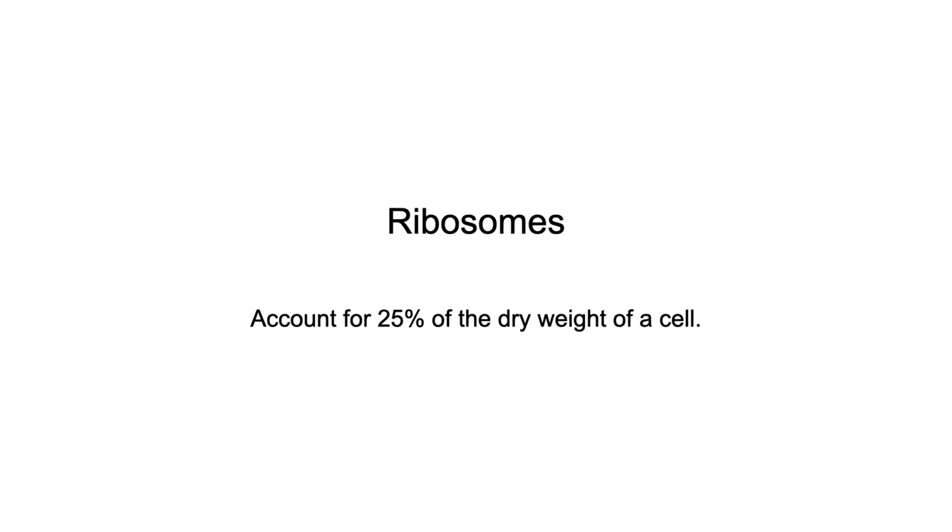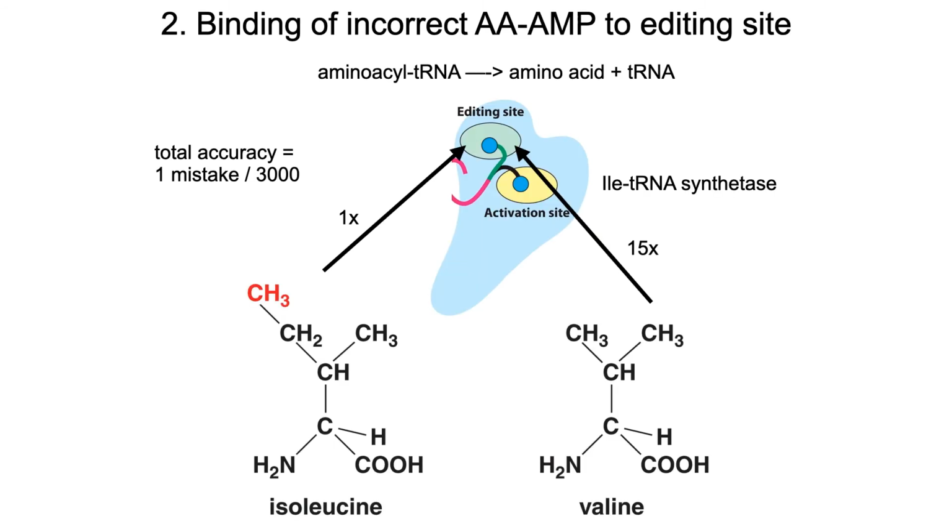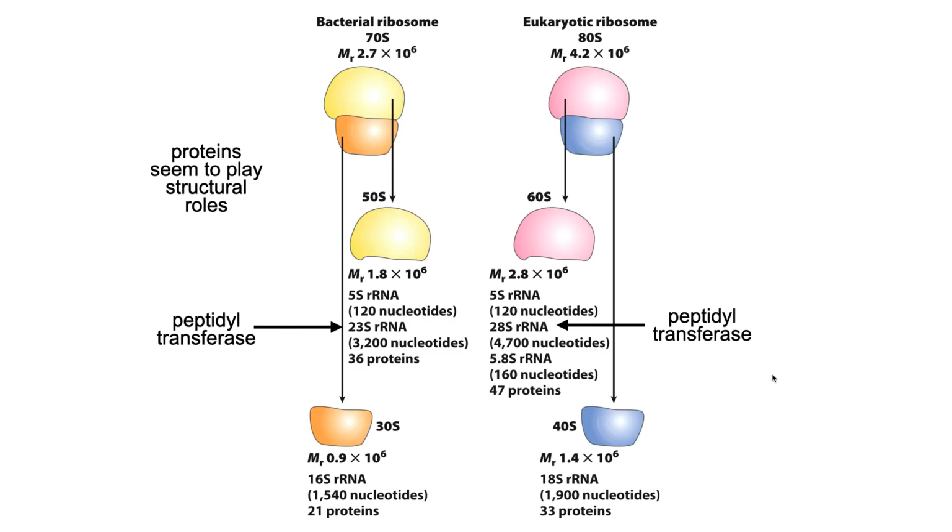All right, the next component is ribosomes. Ribosomes account for about 25% of the dry weight of a cell. So it's a pretty prevalent little molecule, or big molecule, big complex. Now, whether we're talking about bacterial ribosomes or eukaryotic ribosomes, they're both made up of a large subunit and a small subunit that only come together when they're bound to messenger RNA. And both of them are composed of both proteins and RNA.